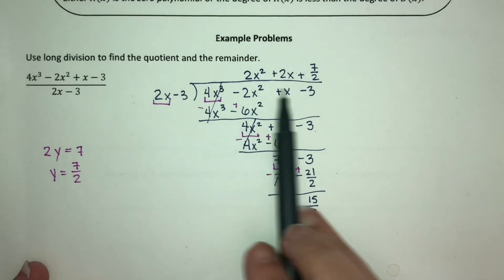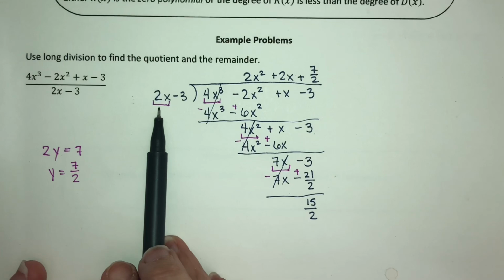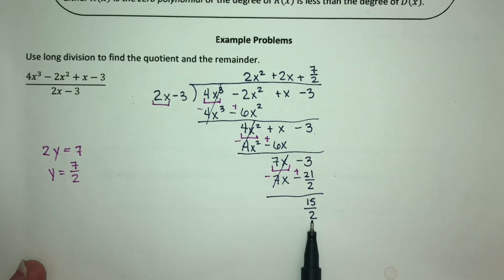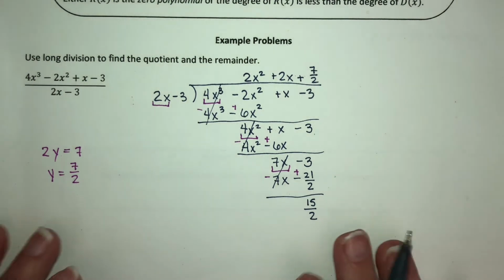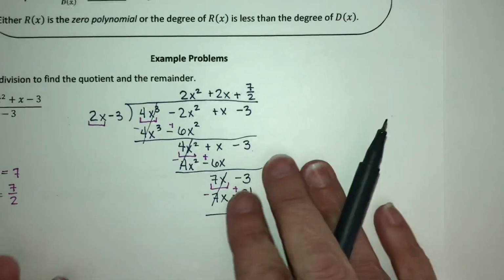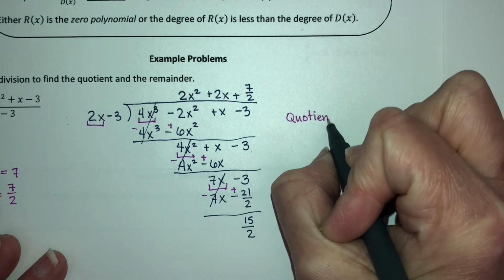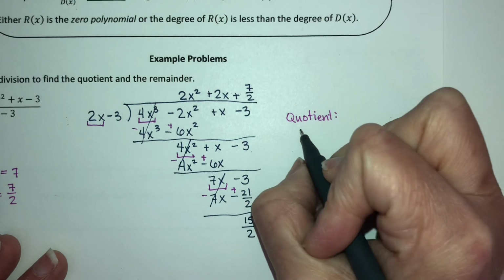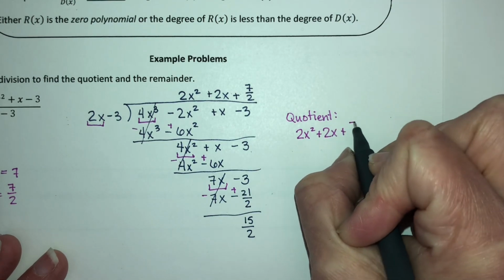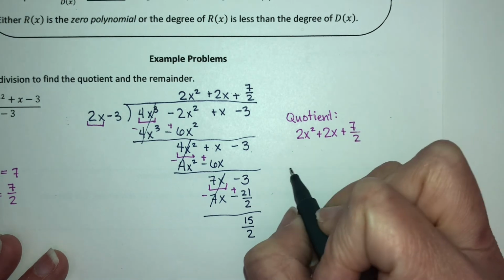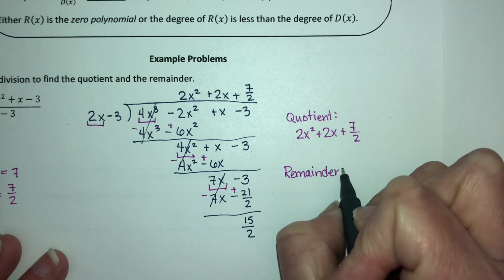Now, if you notice, there's no more space up here. The degree here is smaller than the degree here. This has degree 1. A constant has degree 0. So we have our answer here. We're asked to find the quotient and the remainder. The quotient is right up here. And the remainder is right here.